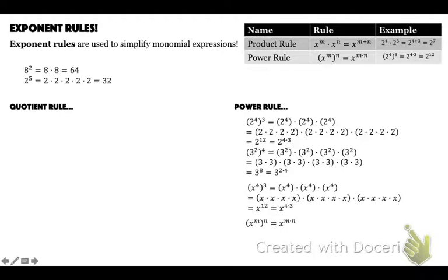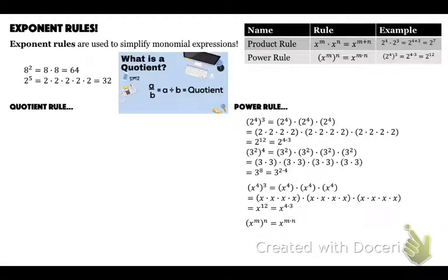Quotient rule. So quotient means some sort of division, okay? So a over b is the same as a divided by b, which is a quotient. So that's what quotient means. So if we had 2 to the 4th over 2 cubed, well, that's the same as 4 2s, 2 times 2 times 2 times 2, over 3 2s, 2 times 2 times 2. And then remember, when you divide a number by itself, you always end up getting 1. Okay?